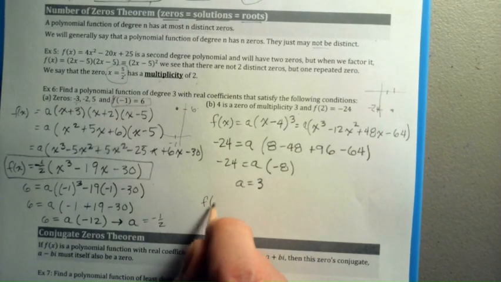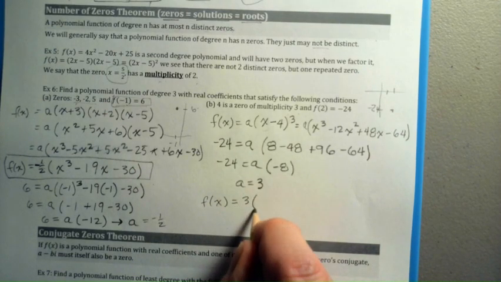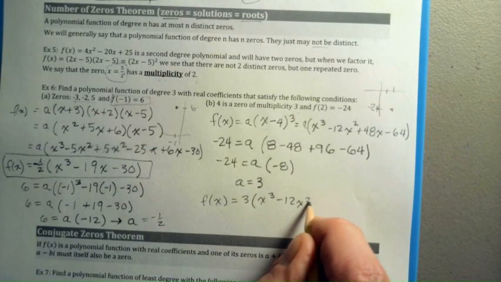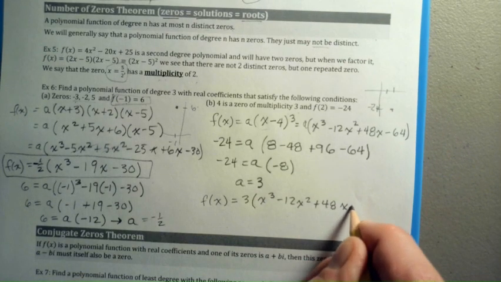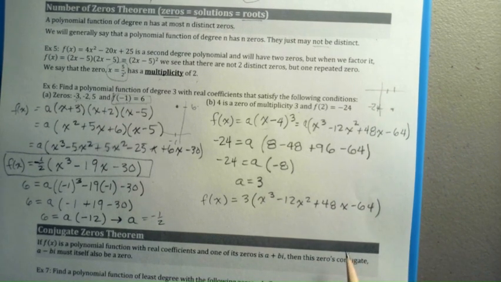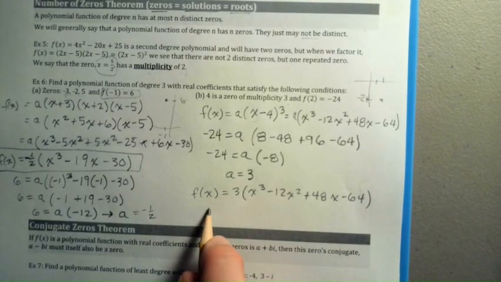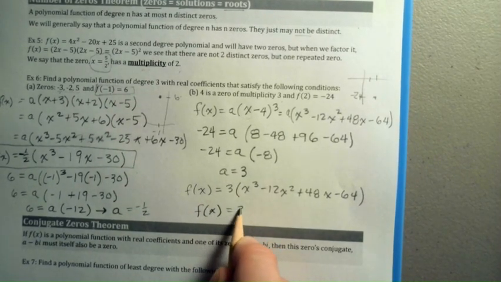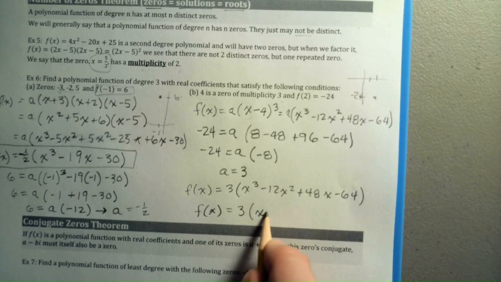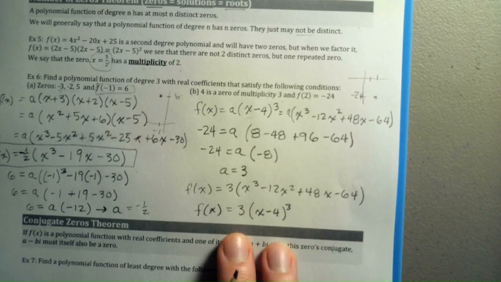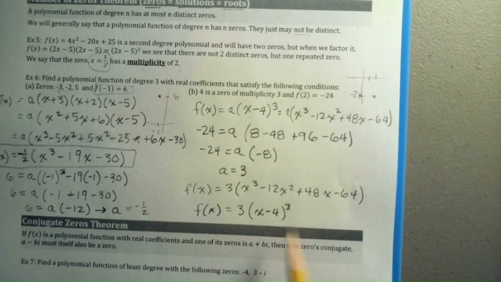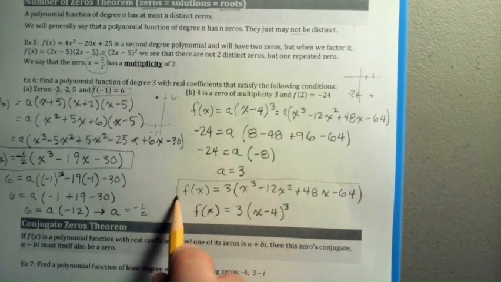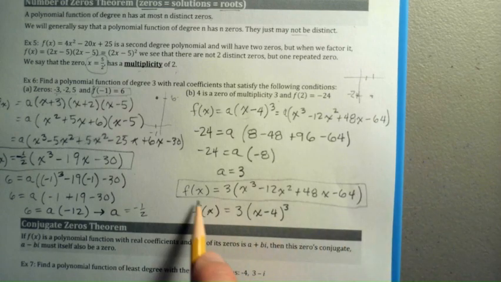So let's rewrite it. We have f of x is equal to 3 times x cubed minus 12x squared plus 48x minus 64. And that's fine unless we say fully simplified. It would be simpler to evaluate sometimes with this form too, x minus 4 quantity cubed would not be a bad answer. If they say fully expand it, then you probably want to distribute this 3 into this.